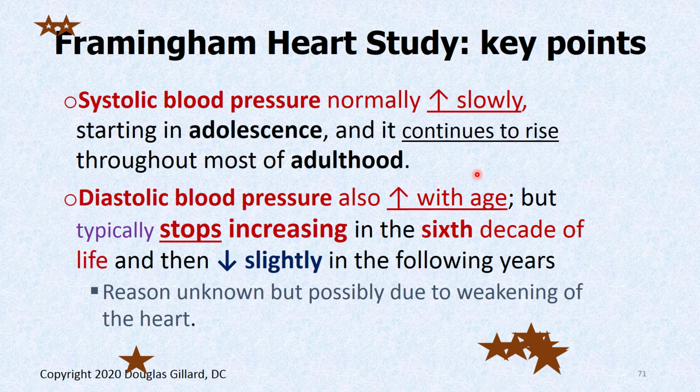Diastolic blood pressure is kind of an enigma. It increases with age, but strangely it typically stops increasing in the 50s, the 6th decade of life. And then it starts to slowly decrease. So that's very strange. It might be because of a weakening heart, but they're really not sure how that phenomenon works.